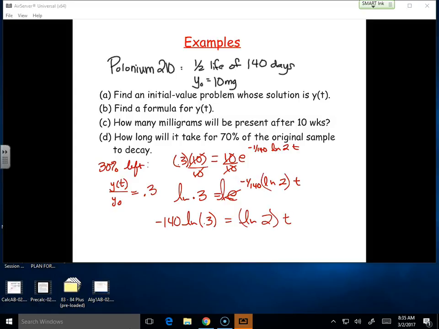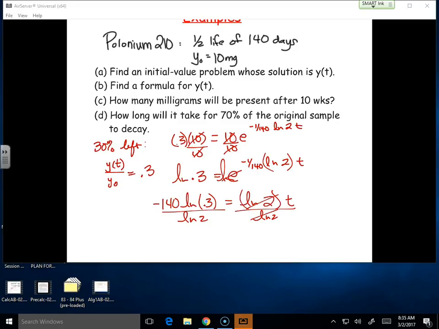So I multiply the negative 140 up. We can divide by ln of 2. Divide by ln of 2. If some of you want to use some pre-cal property for this, don't you dare, there isn't one. There's only a property for ln's being subtracted or ln's being added, not ln's being multiplied or divided.